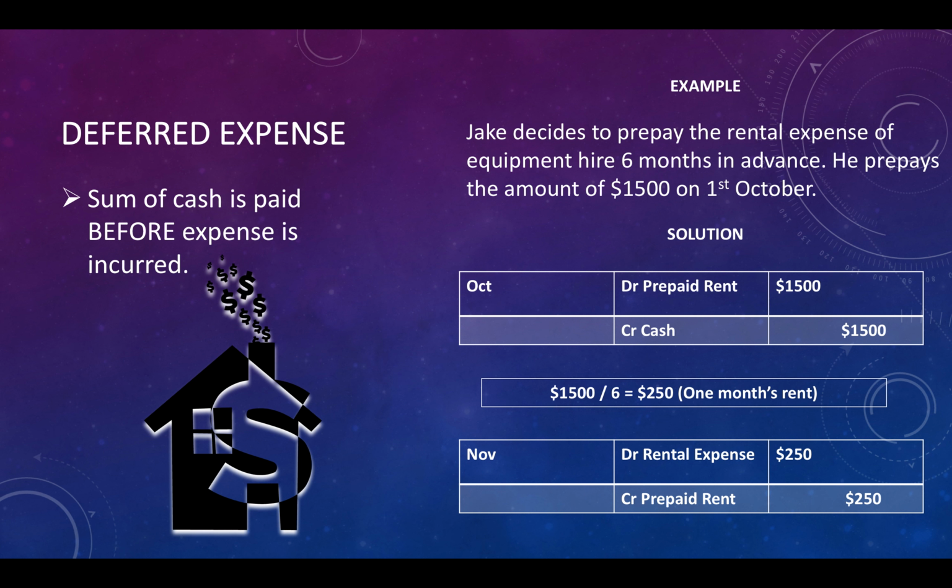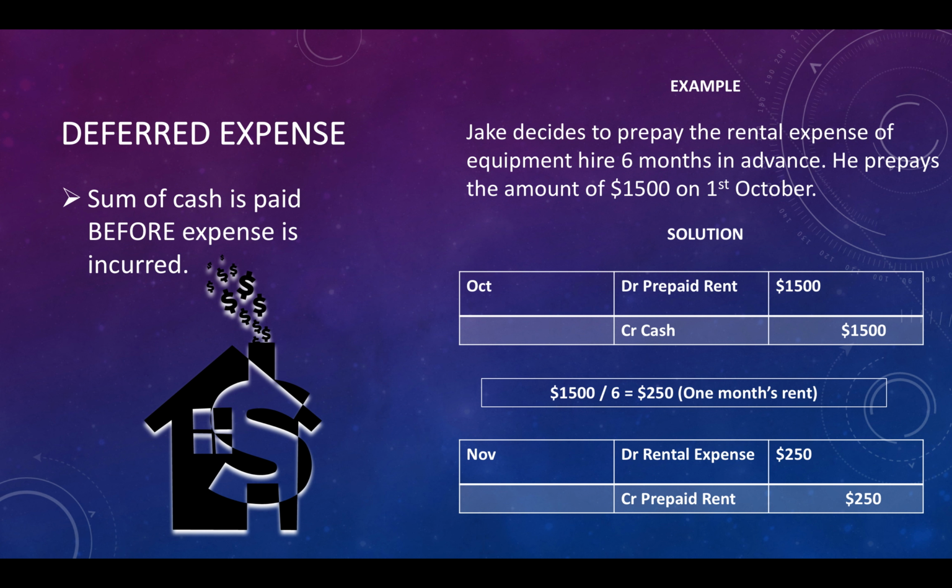The third scenario is a deferred expense. This occurs when a sum of cash is paid before the expense is incurred. Jake decides to prepay the rental expense of equipment hire for 6 months in advance. He prepays the amount of $1,500 on the 1st of October. For this case, we will debit the prepaid rent and credit the cash.